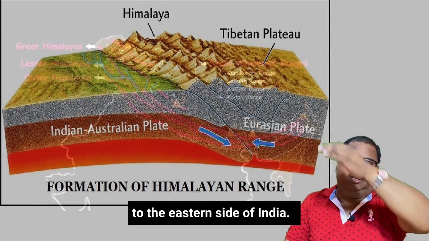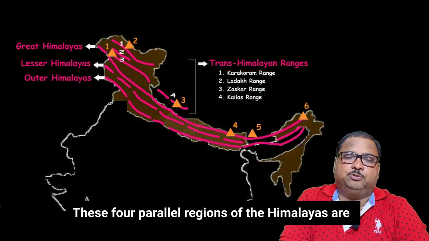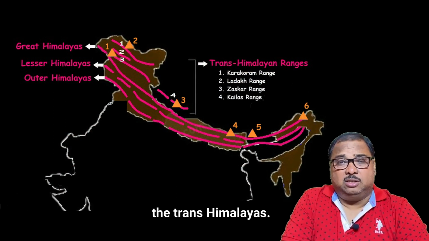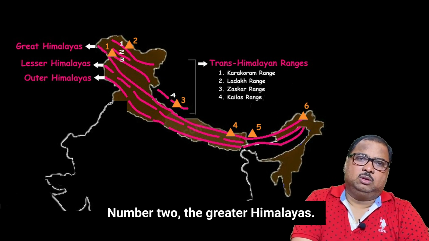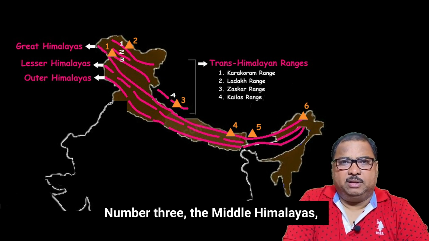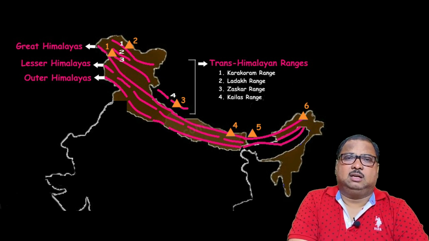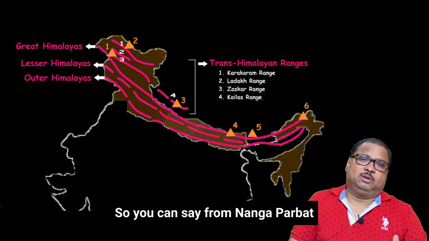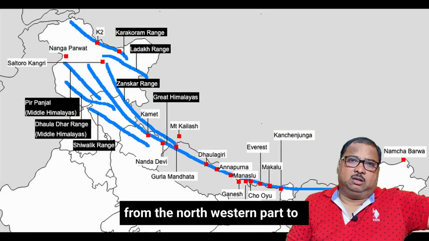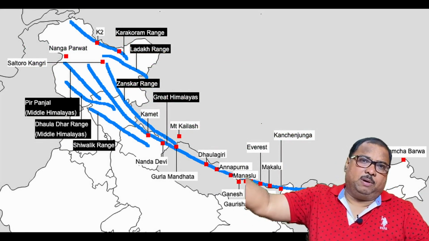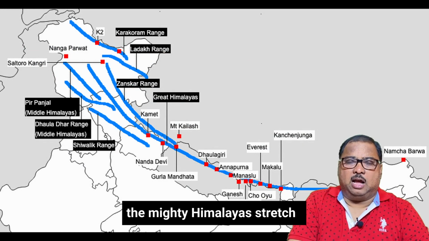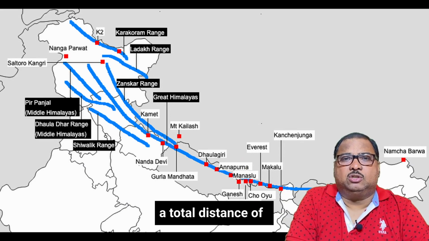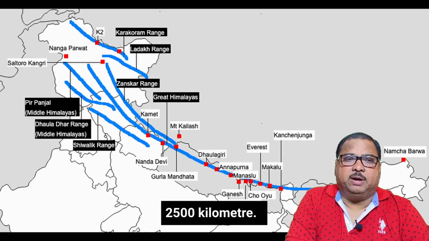to the eastern side of India. These 4 parallel regions of the Himalayas are number 1 the Trans Himalayas, number 2 the Greater Himalayas, number 3 the Middle Himalayas, number 4 Shivalik Himalayas. So you can say from Nanga Parbat in the northwestern part to Namcha Barwa in the eastern part, the mighty Himalayas stretch a total distance of 2500 kilometers.